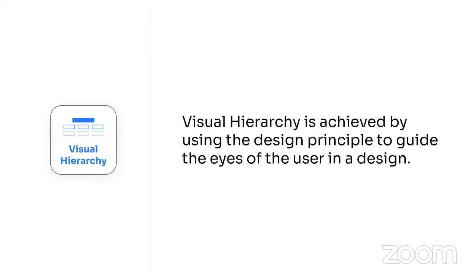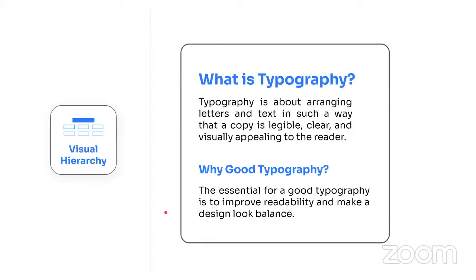So visual hierarchy is achieved by using design elements to guide the eyes of the user in a design. So it means that you're arranging your design in a way that you're guiding your users so that they will not be lost. So how do we apply visual hierarchy in our design? I want to demonstrate that right now. If you notice in this similar block of design, can you tell me how do you start reading? Where do you start first? If you want to read this on a normal day, how do you start reading?